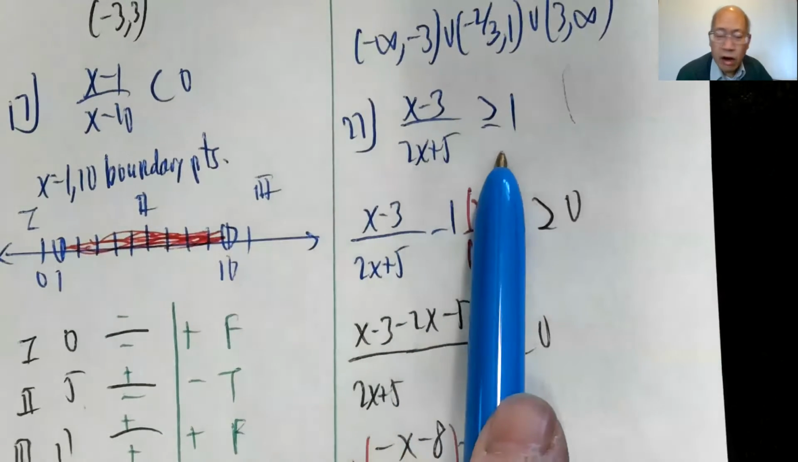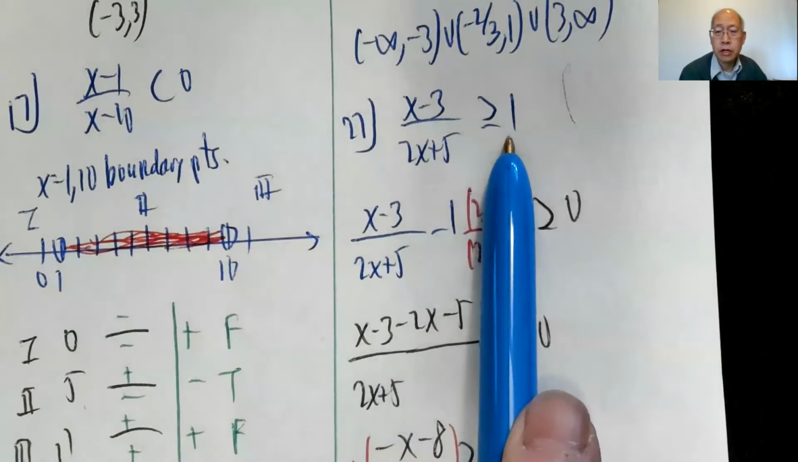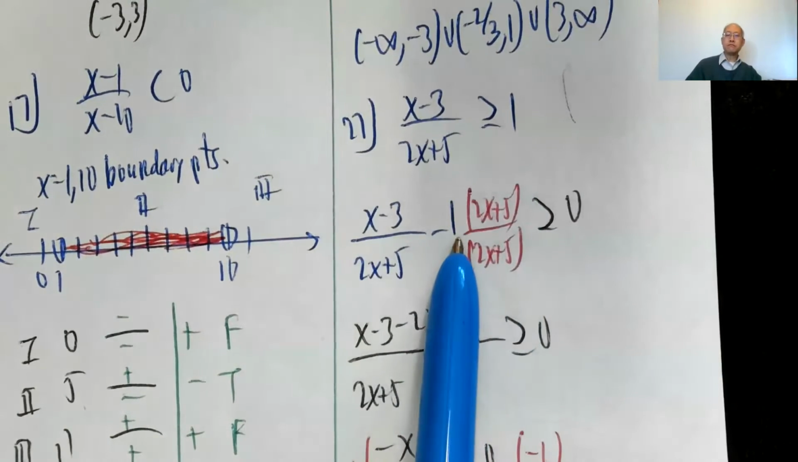Number 27, I've got a 1 here. I'm not supposed to have a 1, I'm supposed to have a 0. So subtract over the 1.